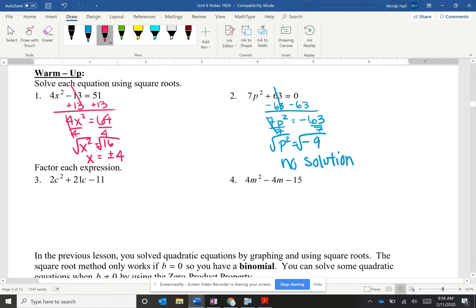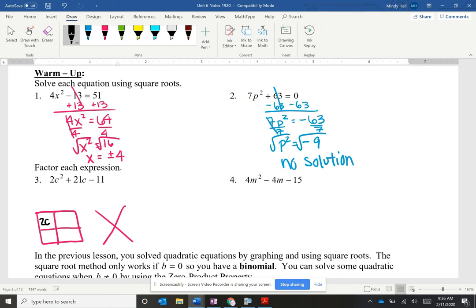For number 3, we are going to factor, and so remember when we factor, we draw our box, and we draw an x. We put the 2c squared in the top left, and negative 11 in the bottom right. And so when we multiply those, that would give us negative 22c squared, and they have to add to get a positive 21c, because remember, it's your middle term. And so with negative 22, I know one of them has to be positive and one of them has to be negative, and it would just be 22 and 1. And since this is a positive 21, we're going to be doing 22 minus 1.